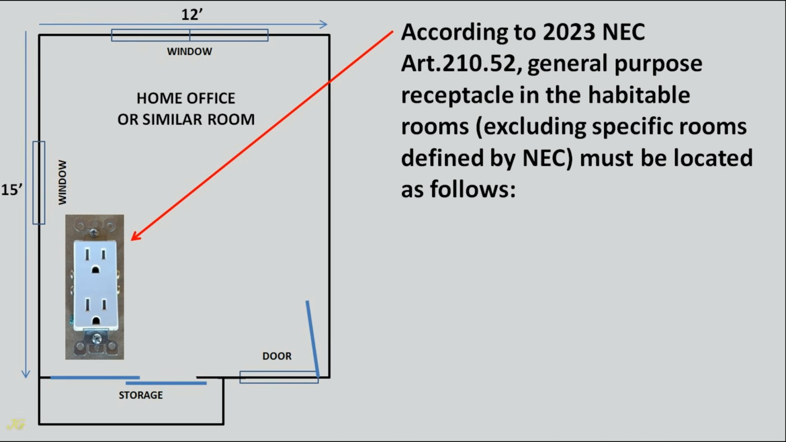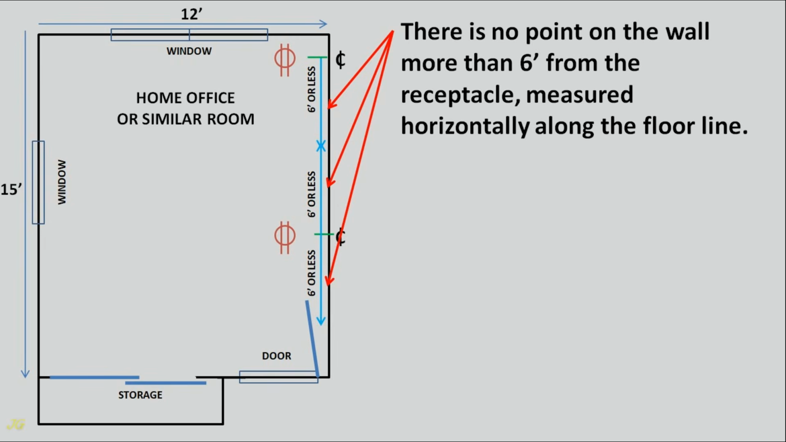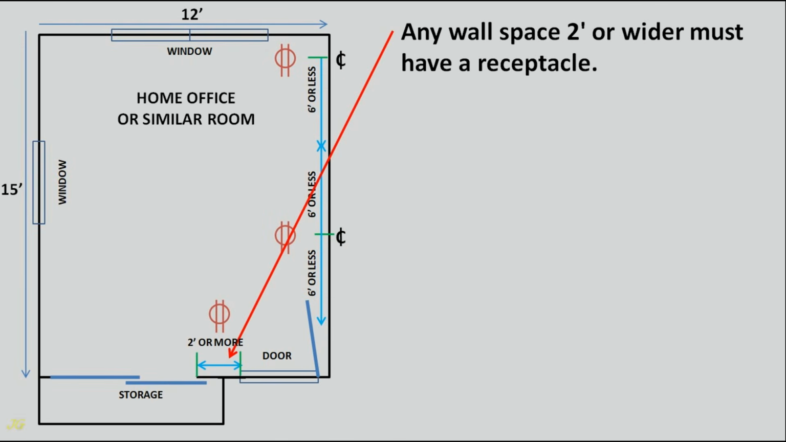According to 2023 NEC Article 210.52, general purpose receptacles in the habitable rooms, excluding specific rooms defined by the NEC, must be located as follows. There is no point on the wall more than 6 feet from a receptacle, measured horizontally along the floor line. Any wall space 2 feet or wider must have a receptacle.